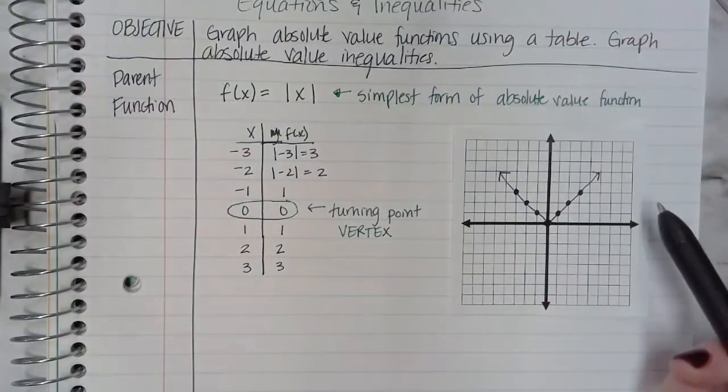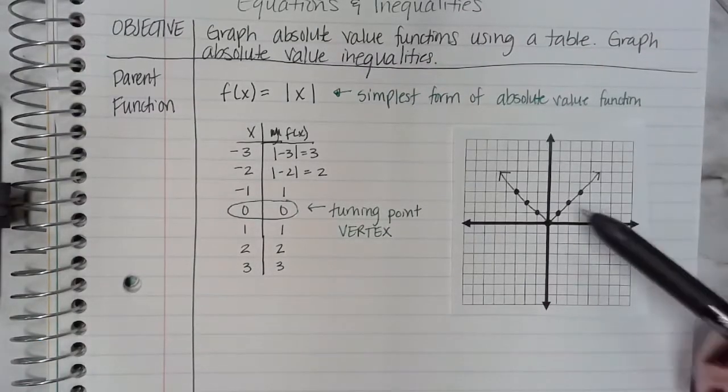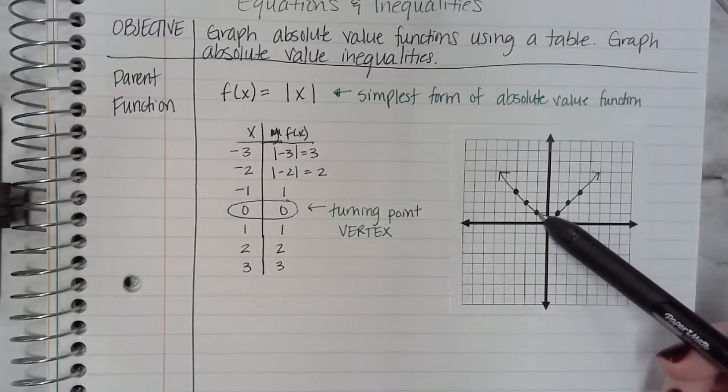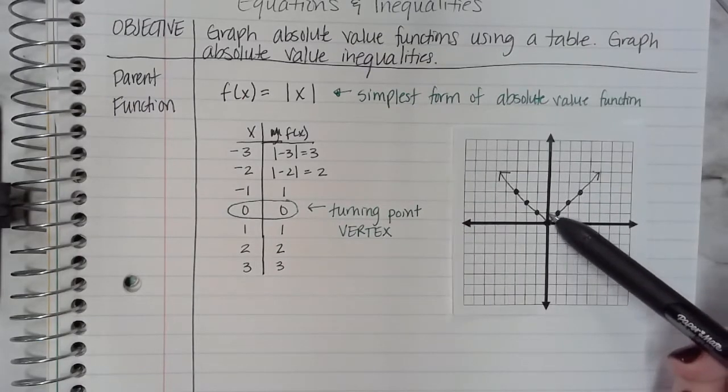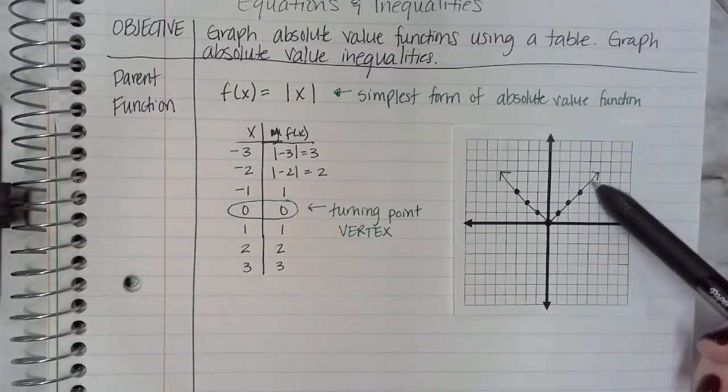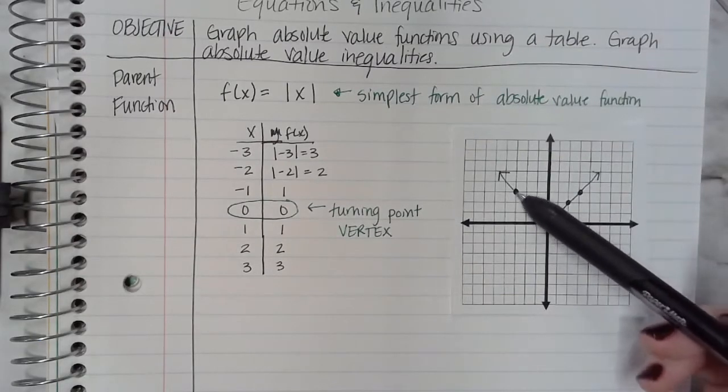Now remember, the absolute value means distance away from 0, and so all of these points have a corresponding point that is the exact same distance or the exact same rise over run away from 0. We have the exact same slope on the right as we do on the left.